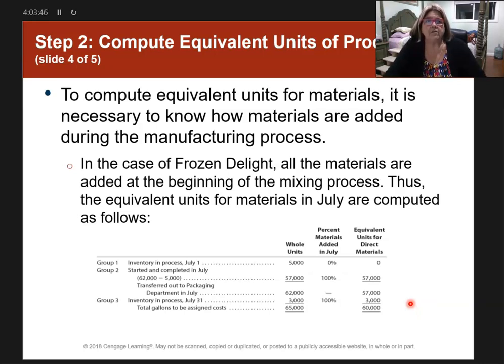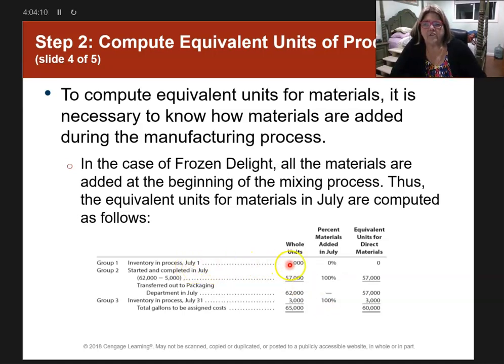So here's how you lay out the chart to figure out your EUP. You're going to do it for both direct materials and for conversion costs. So here are my 3 different groups. Group 1, group 2, remember group 2 is started and completed, and group 3. Then whole units, and the percent of materials added in July, because we're only talking about the month of July.